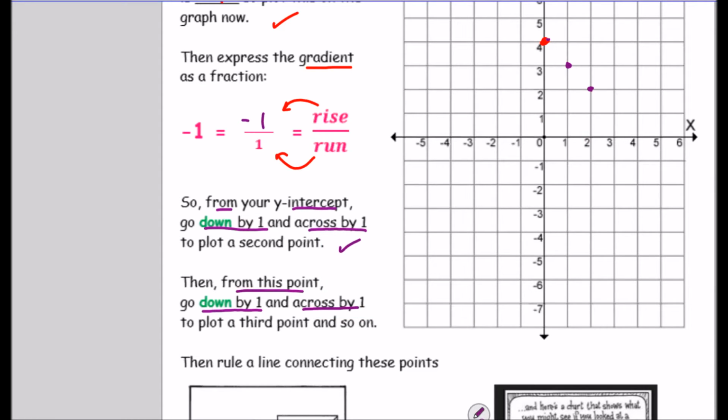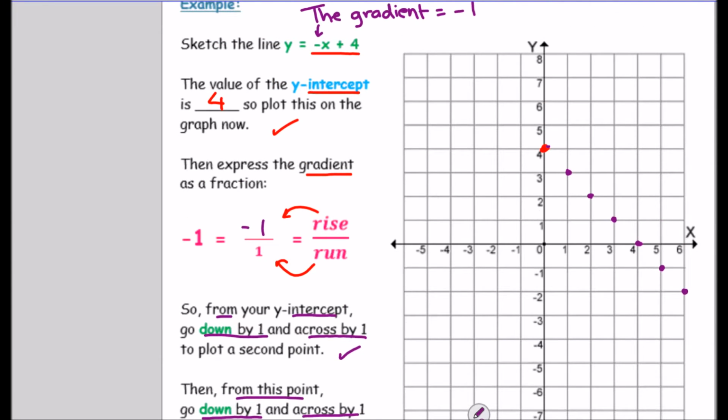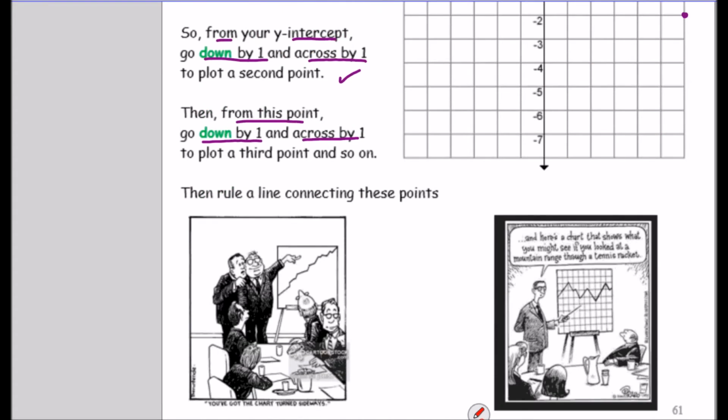And continue on, down by 1, across by 1. Remember, from the y-intercept in red, we could also have gone up by 1 and backwards by 1, up by 1, backwards by 1. See, it just follows the pattern. Brilliant. Now let's rule a line and connect these all up, as I remind you to do down the bottom.